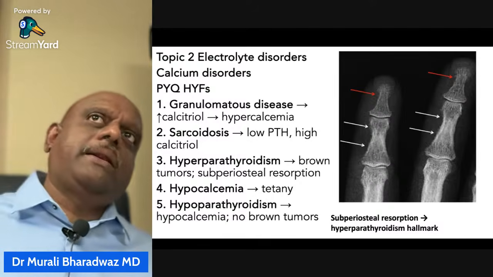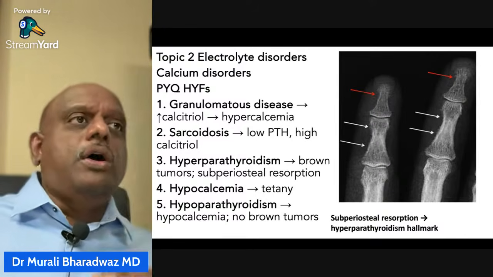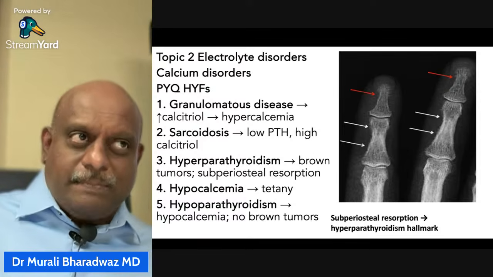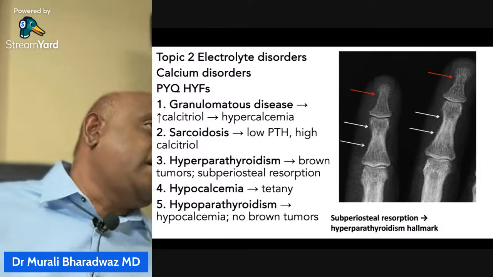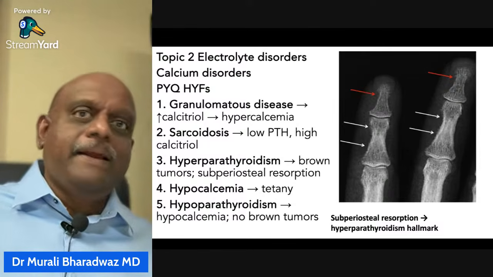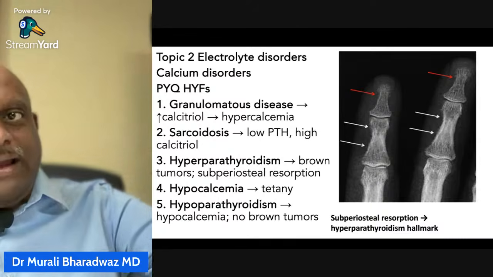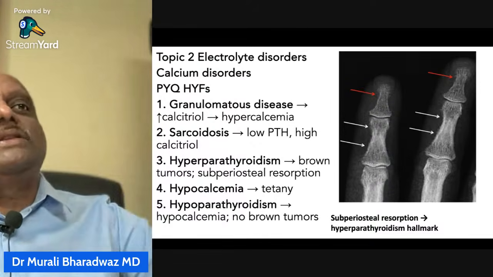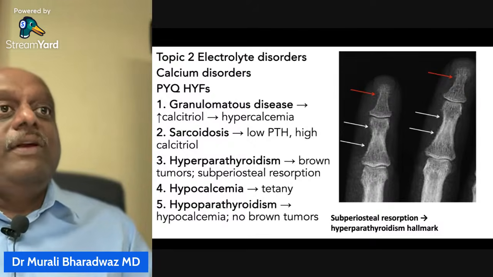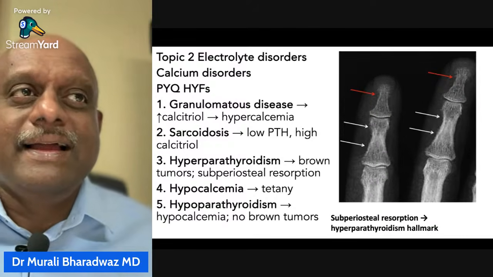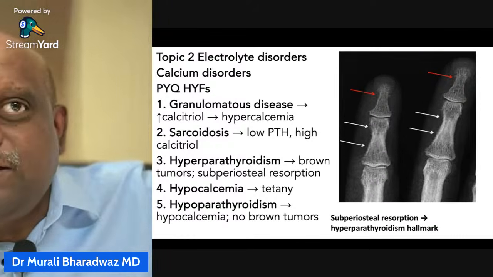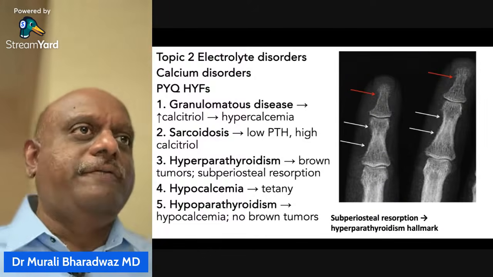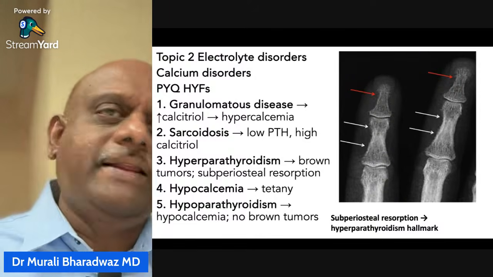And always remember, a low calcium stimulates PTH, high calcium suppresses. That's the reason. What is the combination in sarcoidosis? High calcium, high calcitriol, low PTH is the combination. Whereas in hyperparathyroidism, high calcium, high parathyroid hormone. That is how you differentiate sarcoid from hyperparathyroidism.